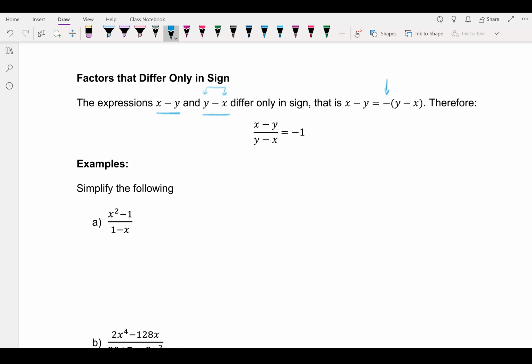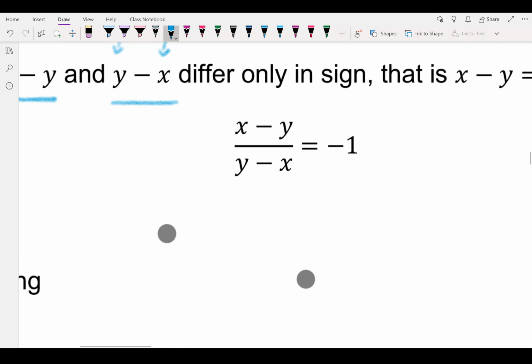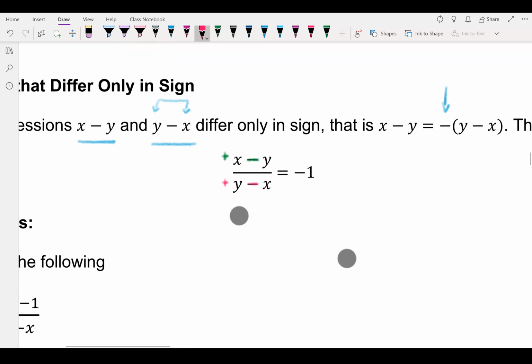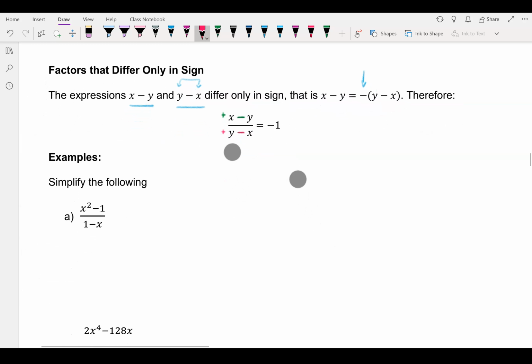Really what this is going to mean for us is if we notice that the top and the bottom are in opposite order, or they have opposite signs, what I mean is, in this case we have a plus x and a minus y, and on bottom you can kind of see that we have a plus y, a minus x. The signs are different. That's when we can cancel them and it pops out a -1, okay?